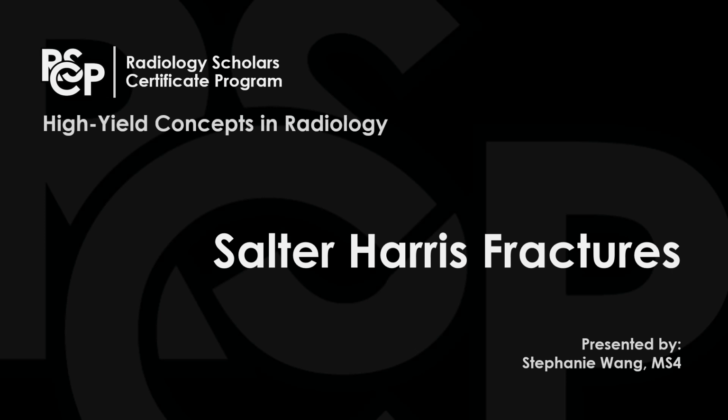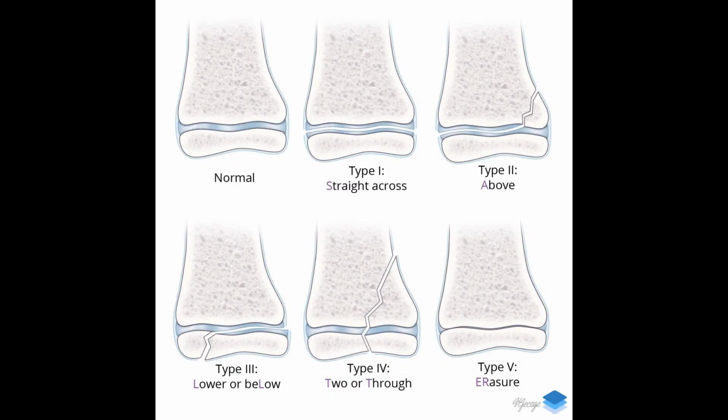This video will be on Salter-Harris fractures. The Salter-Harris classification system is a method of categorizing fractures that occur around the physis, or the growth plate, of long bones. Correspondingly, they're only seen in children. There are 5 subtypes, and these can be remembered by using Salter as an acronym.